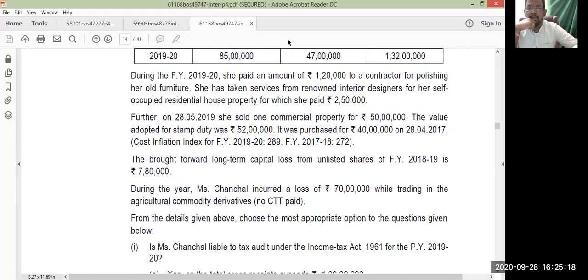On 28 May 2019, she sold one commercial property for 50 lakhs. So 194IA is not applicable because the stamp duty value is 52 lakhs and still not applicable. That 5% condition is not satisfied. The brought forward long-term capital loss from unlisted shares, financial year 18-19, is 7,80,000. Basically, for long-term capital losses, inter-head adjustment is not allowable. Long-term capital losses should be set off with long-term capital gains only.